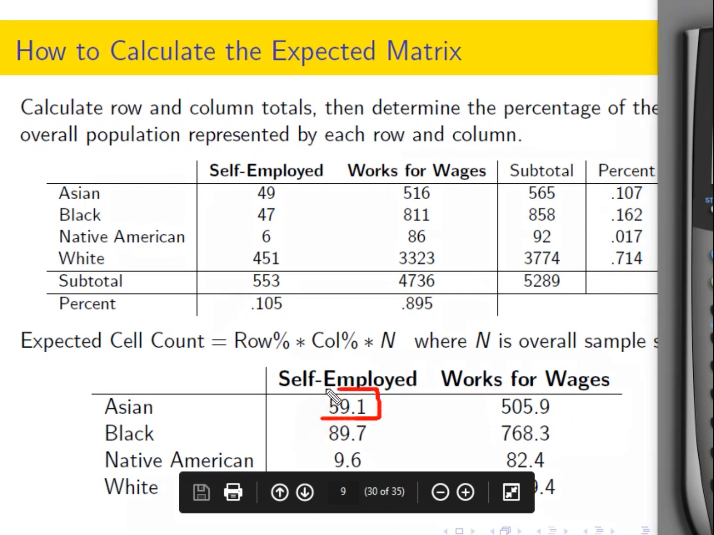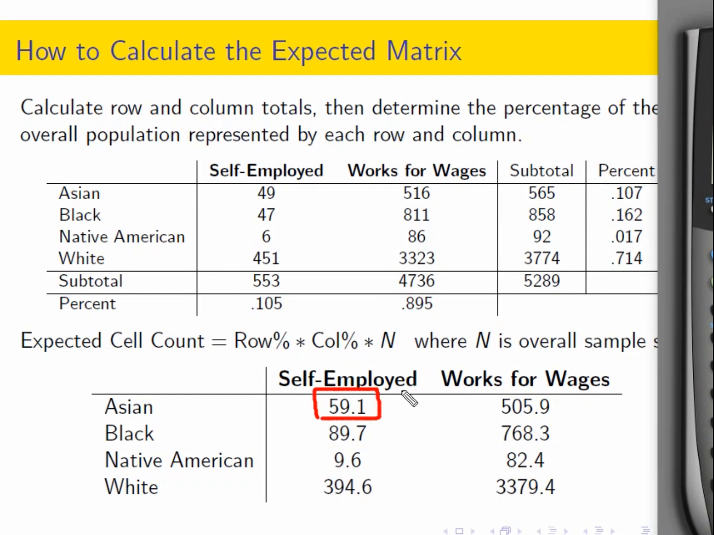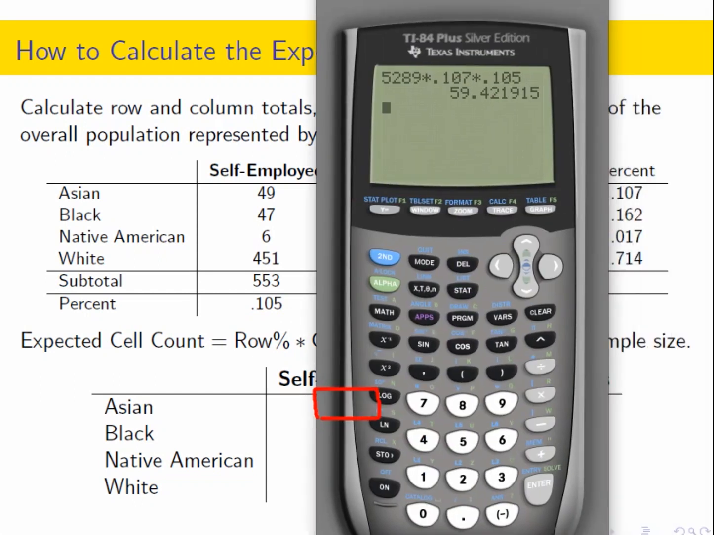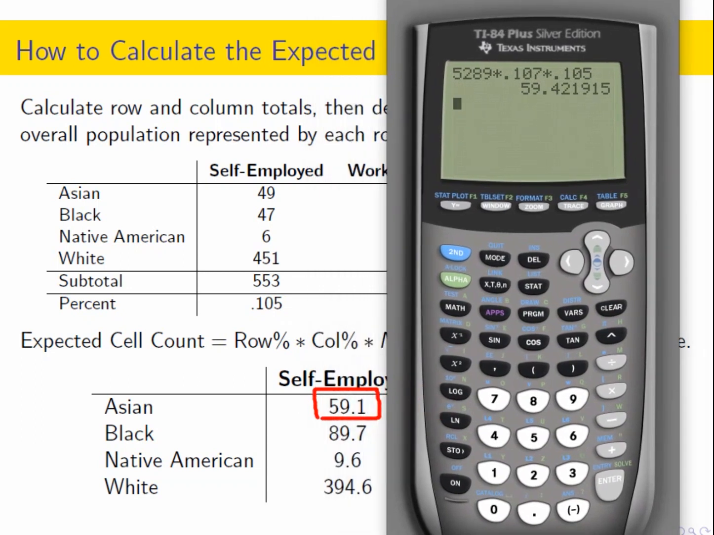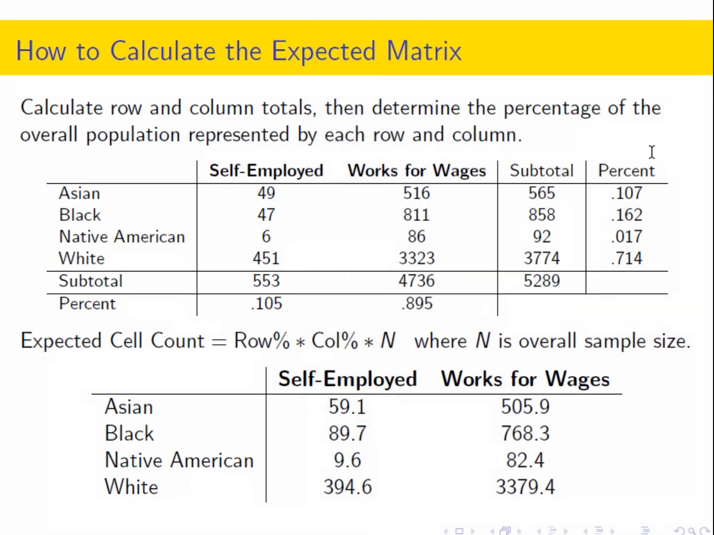Now there's some rounding error. I didn't use quite as much decimal place accuracy as the program did that calculated these, but you can see with the graphing calculator how we're doing this. So these are where these values are arising. If I want to calculate the expected cell corresponding to Native American and works for wages, I go down the column to the percentage for that column, I go across the row to the percentage for that row, and then I take the total times 0.017 times 0.895.